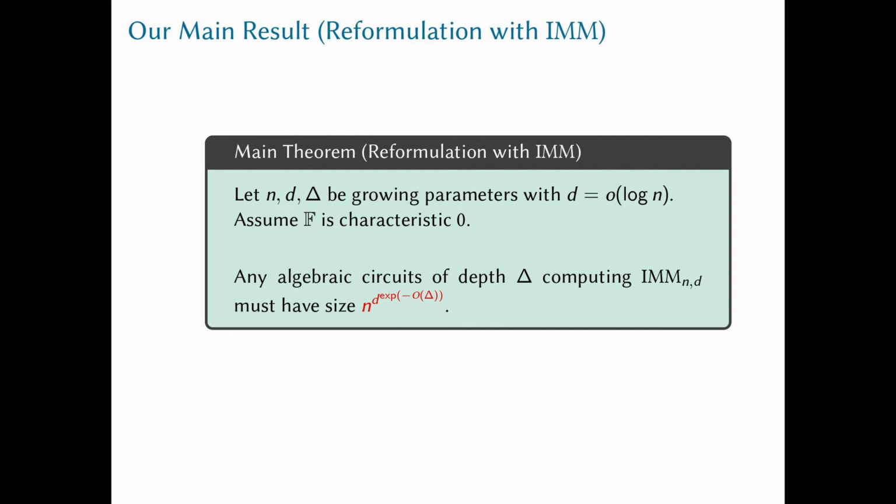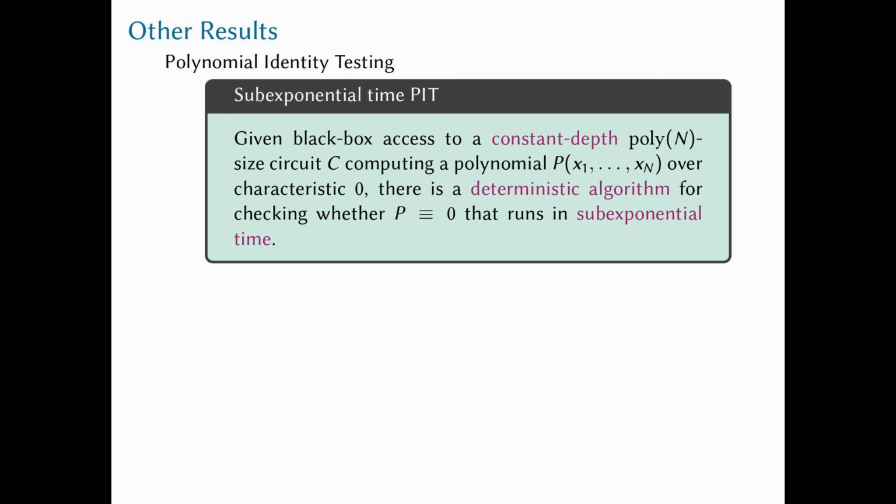So in fact, we can reformulate our result. We want to show that this polynomial, IMM, cannot be computed in polynomial size with constant depth circuits. I just want to present you some other results which we can get from the main result, but I will not focus on them after. One corollary of our result is what we can get for polynomial identity testing.